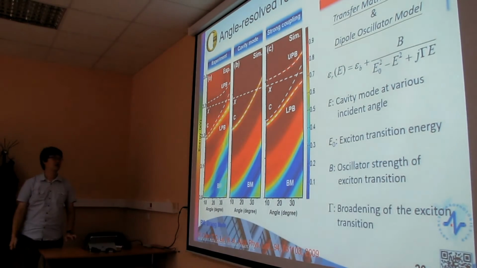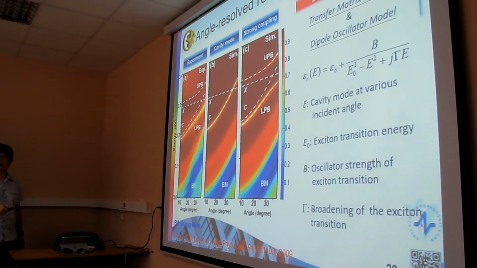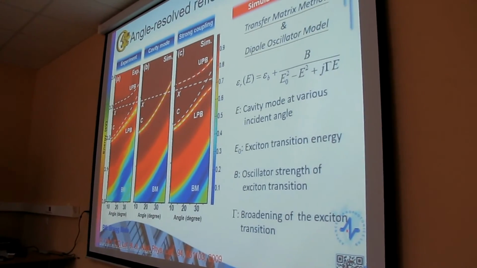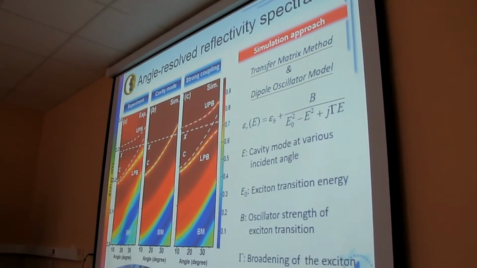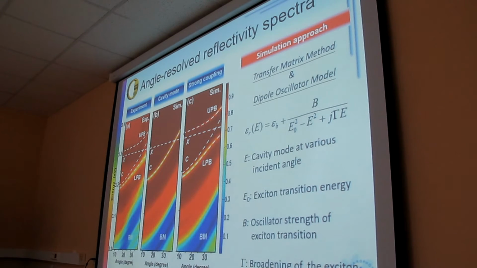So this is the experimental measurement. What is the quality factor of your microcavity? It's about 300, at room temperature. The top distributed Bragg reflector is from insulating materials.